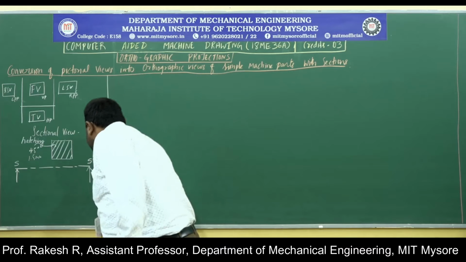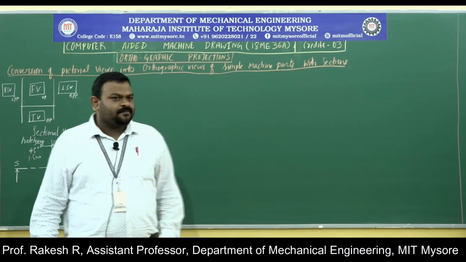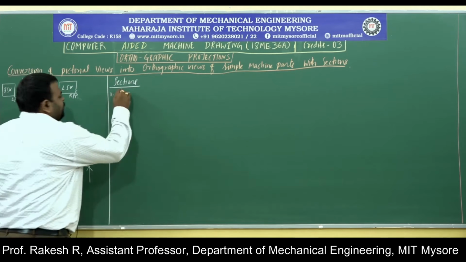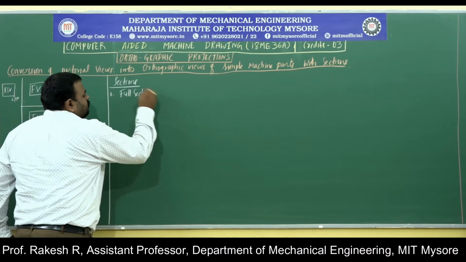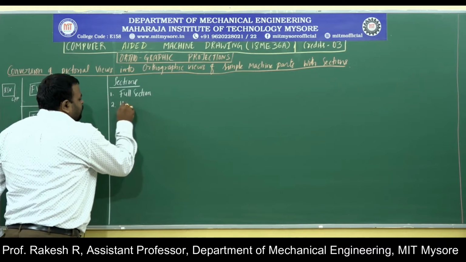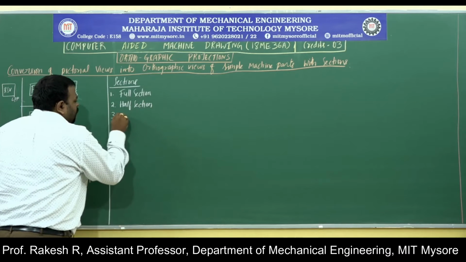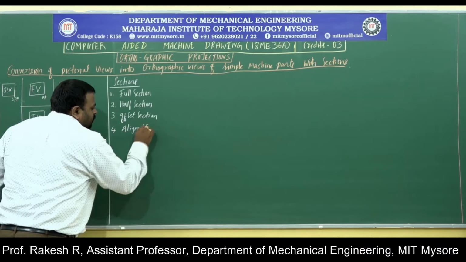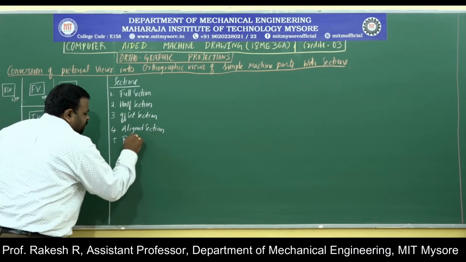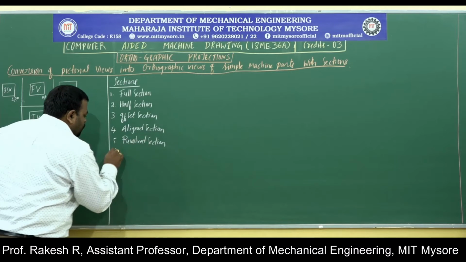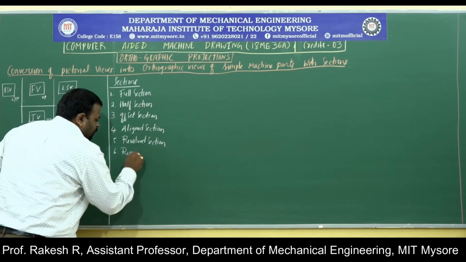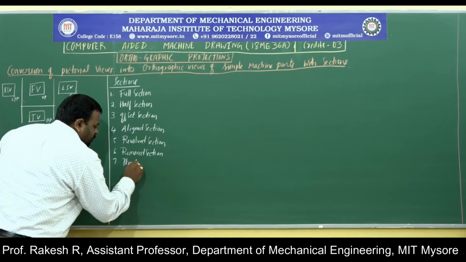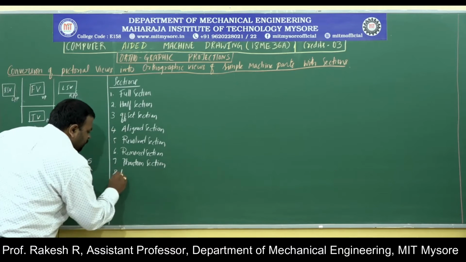So let us see the different sectional views in orthographic projections. Number one is full section. Next, half section. Number three, offset section. Number four, aligned section. Number five, revolved section. Number six, removed section. Number seven, phantom section. And broken out section.